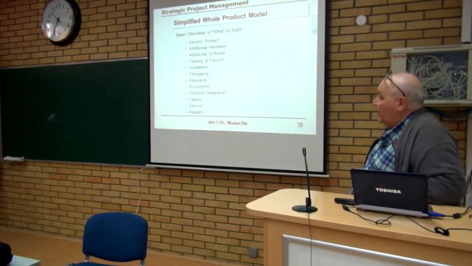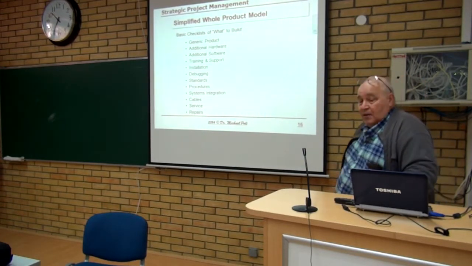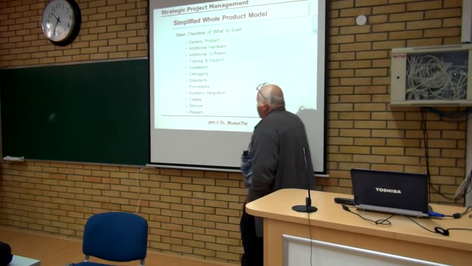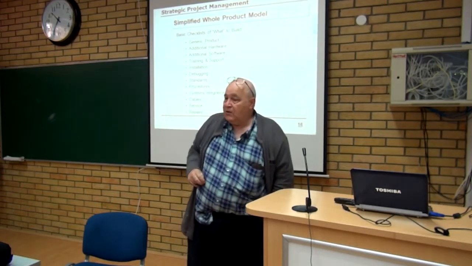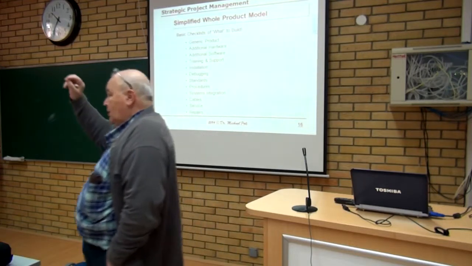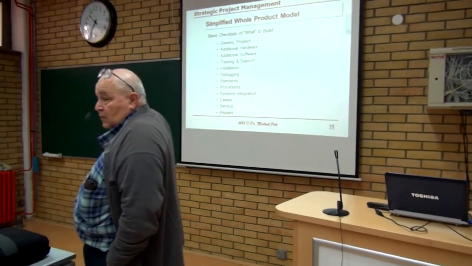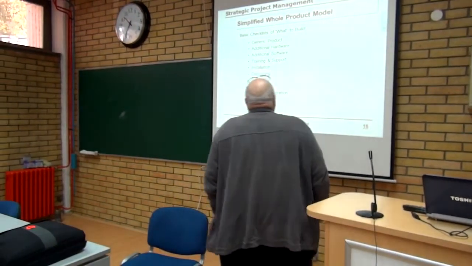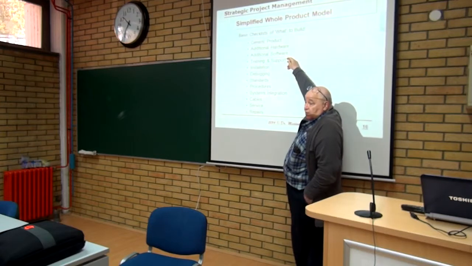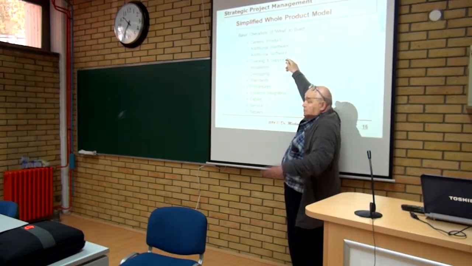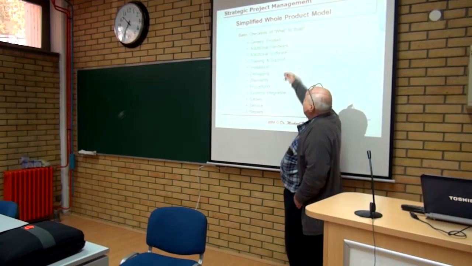In terms of the whole product, there is a model called the simplified model, which takes into account all of these items. It says when you build something for the customer, you should have a checklist. Make sure you're building everything they need. So you have this checklist and you say, okay, I'm building a computer. Do I need additional hardware? Maybe. Do I need additional software? Yeah, I need an operating system, okay? Maybe I need to put Microsoft Office or something like that on there to make it work.